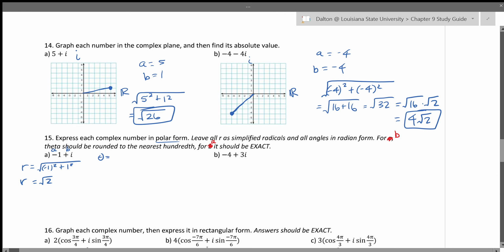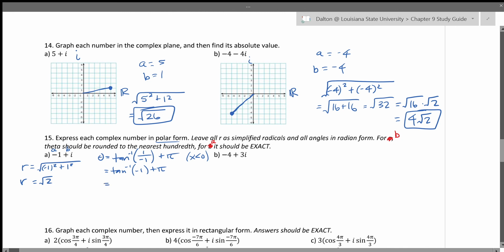Theta is going to equal, using our equations way back on page 1, number 7, tangent inverse of y over x. So y, or in this case b, will be 1 over the x value, or the a value, which is -1. Now, because my x value is negative, then I also have to add pi, right? Because x is less than 0. Now, I want this theta to be exact, which means when you simplify, this would be tangent inverse of -1 plus pi.